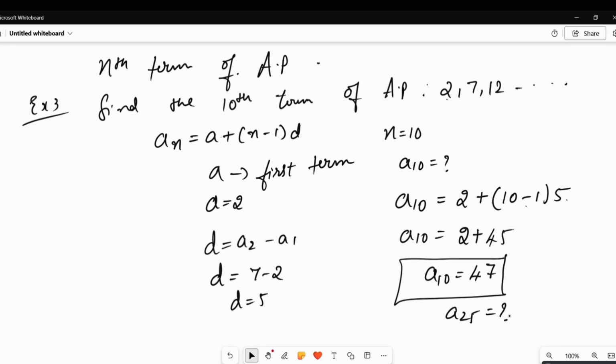Nth term, that is any term in between, I want to find. If I want to find the 10th term, so n is equal to 10. What is its value? That is 8. So that I am trying to calculate: 122. Understood now? So what is the nth term value? That is 47. Which term am I finding? That is n, that is 10. Okay. A25, you are getting 122.